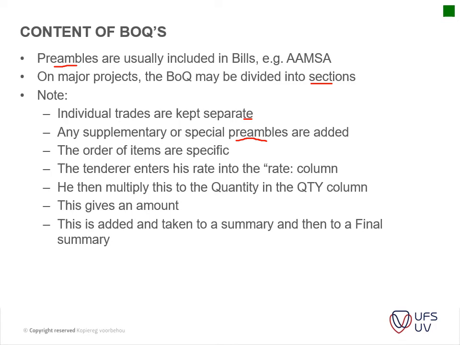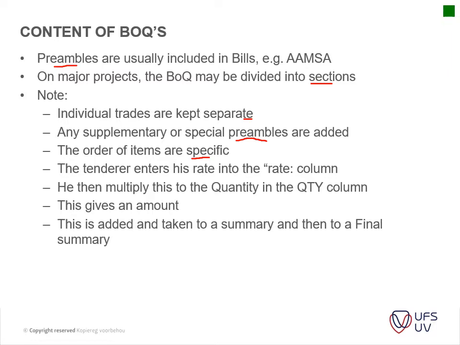And then the order of items is very specific. It's just easier to locate items. If you think about bills of quantities going into pages up into the thousands of pages, it's just easier if you know that this is more or less the order of these items. It's much easier to search for items, and it also prevents unnecessary misunderstandings.